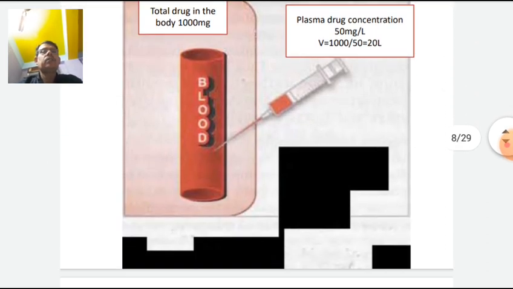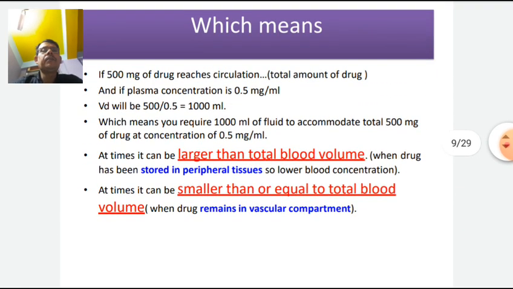Next, suppose you administer 1000 mg of drug through IV and the plasma concentration is 50 mg per liter, then the volume of distribution is 1000 by 50, equal to 20 liters. This is the apparent volume of distribution. Or if 500 milligrams reaches the circulation, and the plasma concentration is 0.5 mg per ml, then Vd equals 500 by 0.5, equal to 1000 ml.